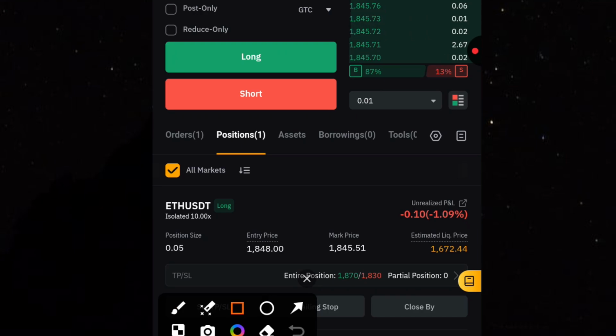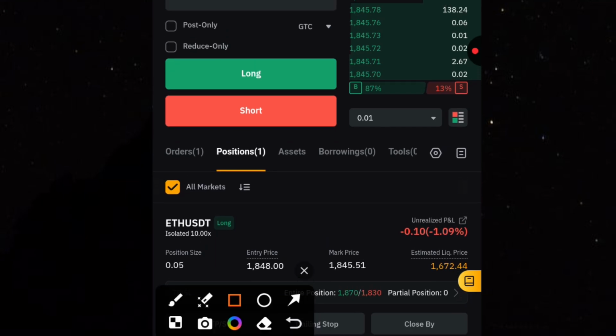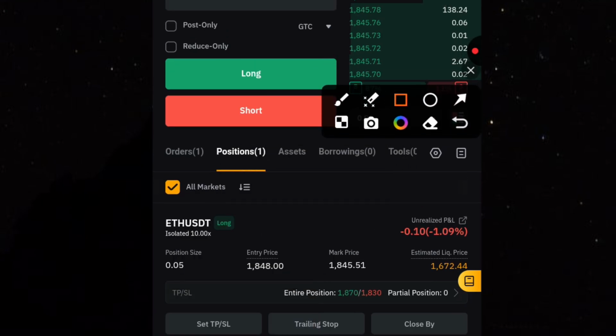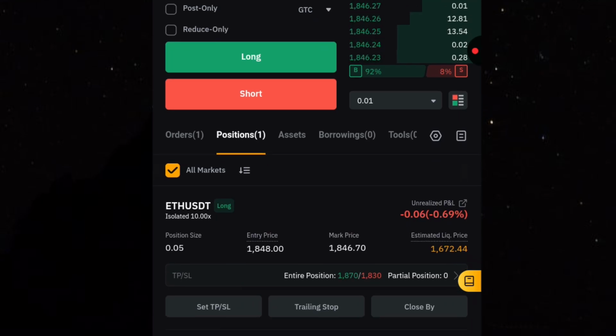Once it gets to your target price, you can actually call it off. So you can adjust your take profit and stop loss here down below. I set my stop loss at 1830. Don't forget, you can adjust it to something lower than what you have done, or you can increase it. So you can close the trade.